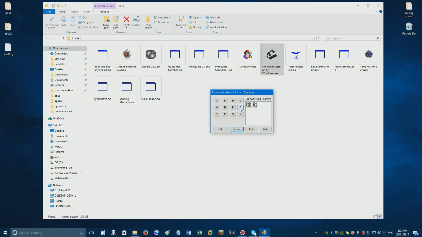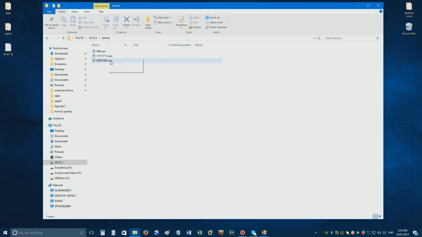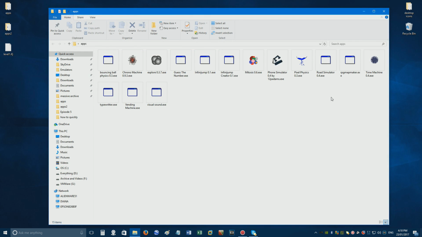And then, you can call that number, and you can call 100 different numbers, like record 100 different numbers, and if you remember them and type them in right, it'll play those messages, and they're all stored as audio files on your C drive. Let's see. Phone, there it is, it goes in C/phone, and then, you can store different phone numbers here, and the application will always remember them. Okay, so now let's look at the last few applications.